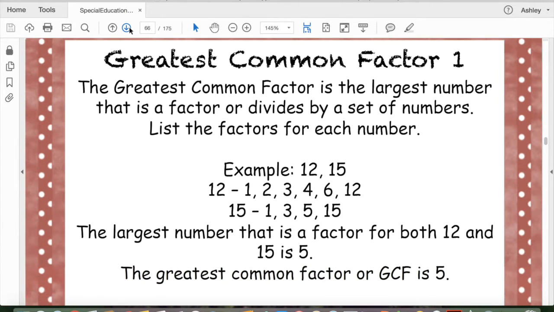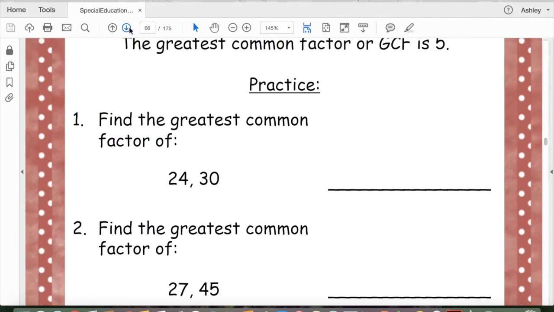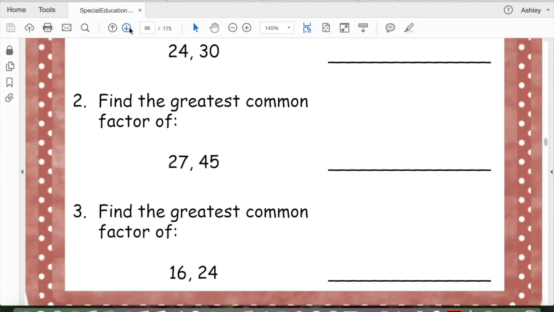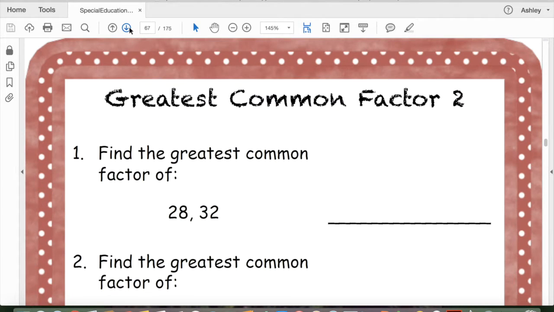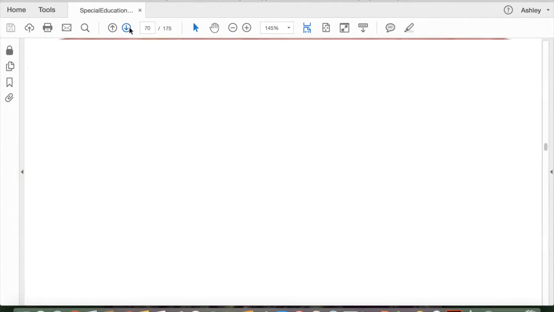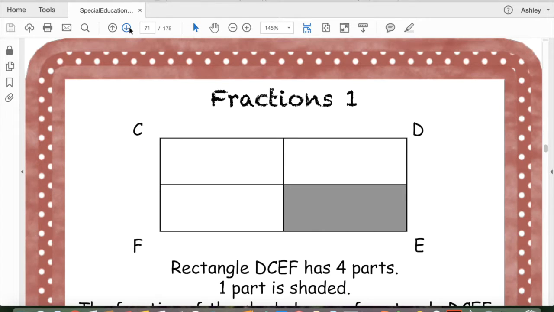Greatest common factor, again, breaks it down and then gives you a set of numbers to find the greatest common factor for. The answer sheets for all of these are at the end, and they're labeled by the skill, so you can easily access them when you're grading these for your students.